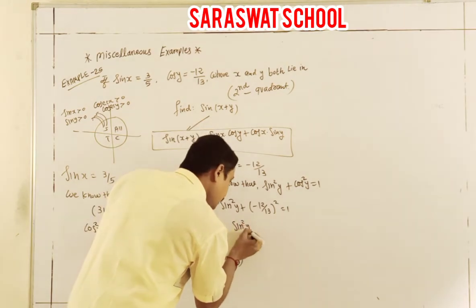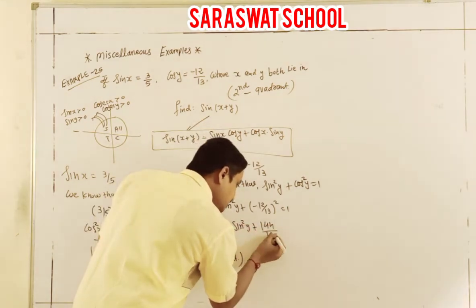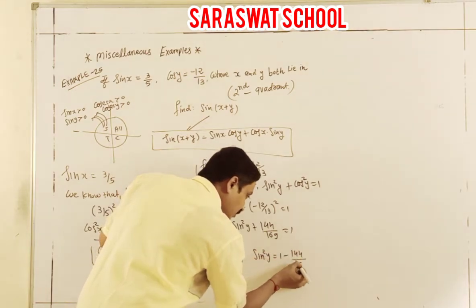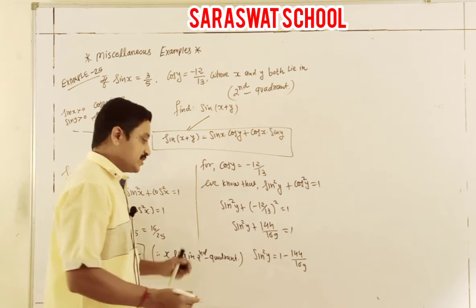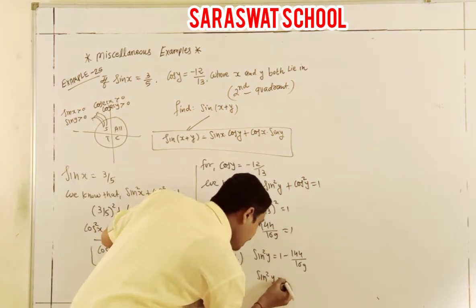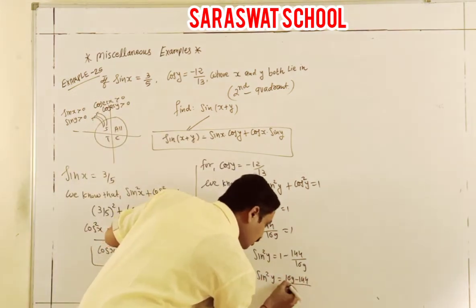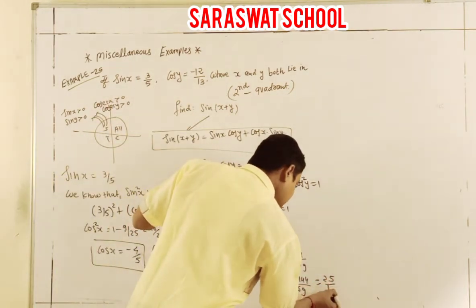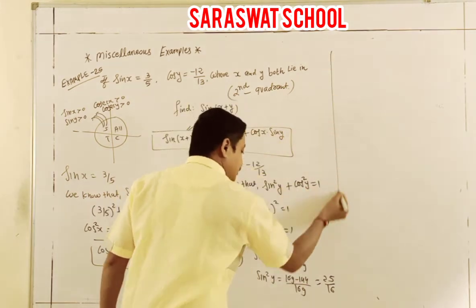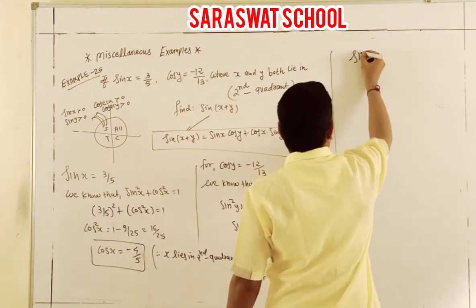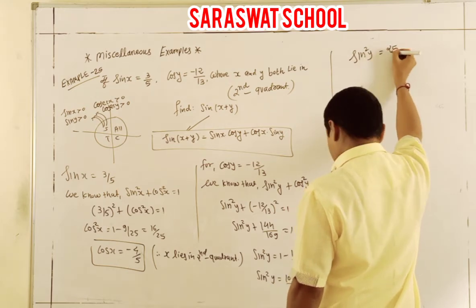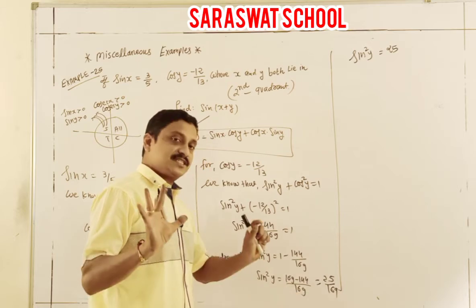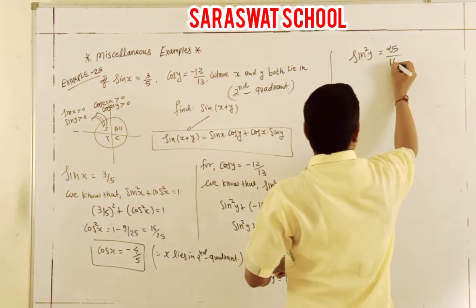sin square y is 144 by 169, and finally, students, 1 minus 144 by 169. How much is the subtraction for sin square y? Yes, 169 minus 144 by 169, which is 25 by 169. So what you get: sin square y is 25 by 169. 169 minus 144 is 25, and 169 stays the same. So that is your value.